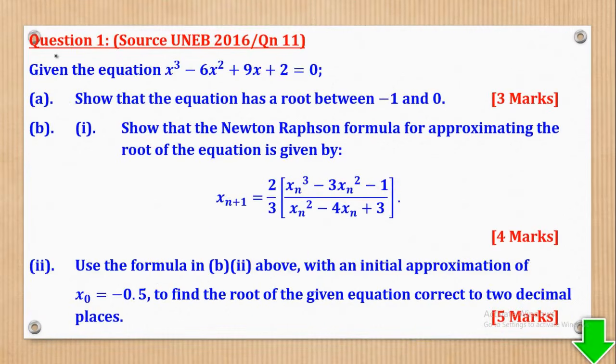So that was introducing you to Newton-Raphson. Now we are going to see how it is used. So we shall start with question 1, which came from UNEB 2016, paper 2, question 11, and says, given the equation this, part A, show that the equation has a root between -1 and 0. Then part B, Roman 1. So I think let's start with part A, to show that the equation has a root between -1 and 0. I think that one you have already seen in the previous part, so let's first do that quickly.